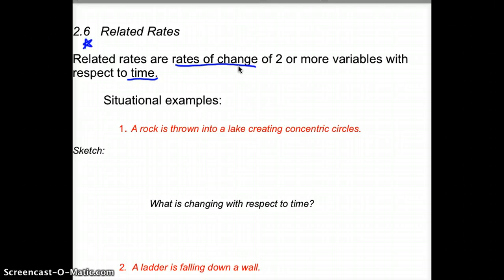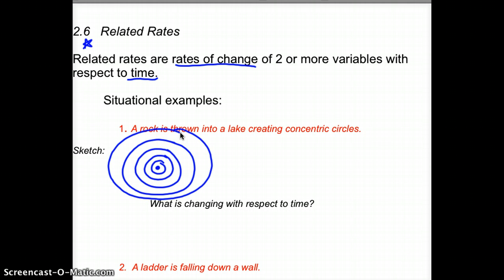We are going to be doing ours more geometrically, and I'm just going to start off with some situational examples so you can see what I mean. My first one is that we've got a rock that gets thrown into a pond, and it creates these concentric circles, which all of you have probably seen when you've thrown something in the water. We've got stuff changing with respect to time. In this picture, there's two things changing. The radius of each ripple is changing over time, and we would write that probably like this, dr dt, which would be change in radius with respect to time.